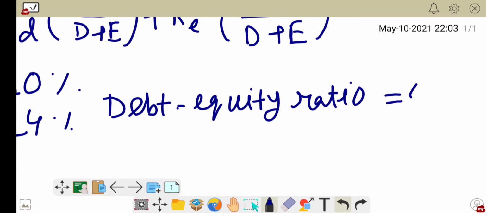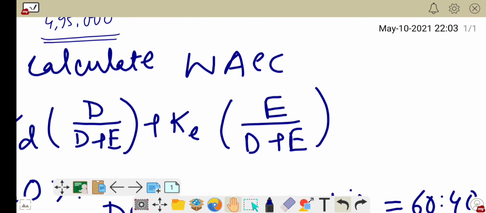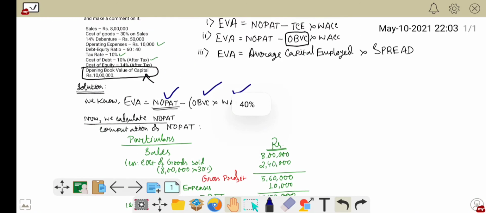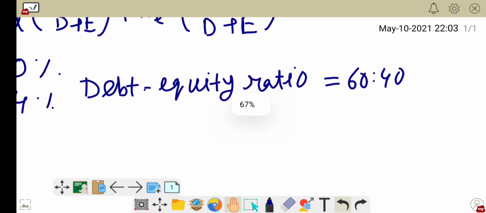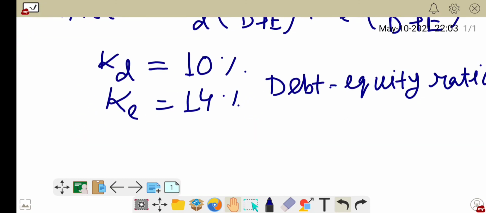That is 60:40. So our debt is 60 and equity is 40. So now we will make this calculation.